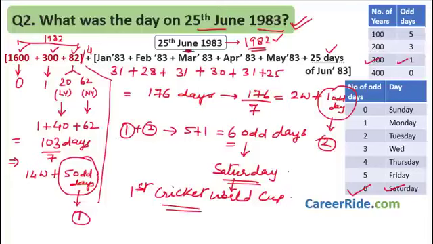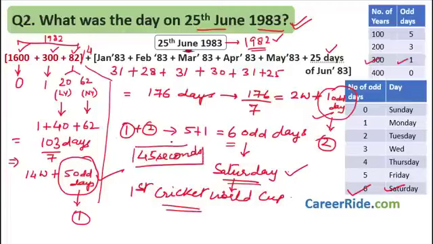Otherwise, you will quickly come to these 5 odd days and this 1 odd day from here, and you will quickly come to this 6 odd days coming to Saturday. But since you are practicing right now, you are learning right now, that is why it is taking time. Otherwise, you can easily solve this type of a question in 45 seconds, right? Don't bother, just practice, okay? Let's see the next question.